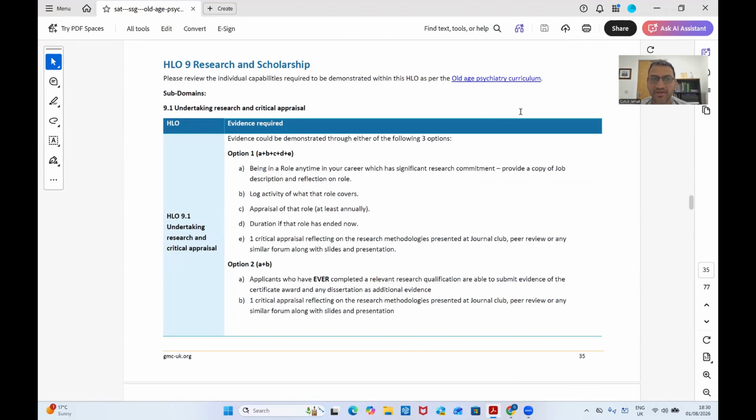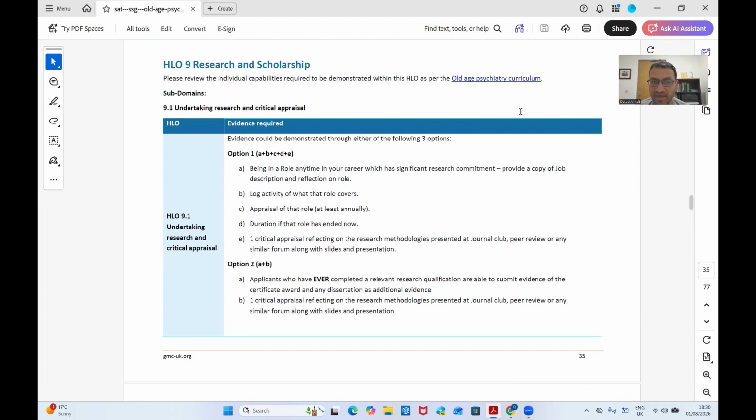Hello, friends. So today let's talk about the research competencies required for the portfolio pathway. Based on the new curriculum, the research competencies required are common for every cohort, whether it is 1A, 1B, or 2, and it is the same requirement across the specialties.